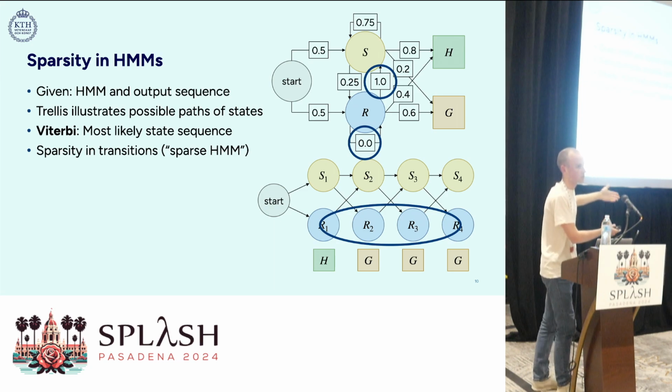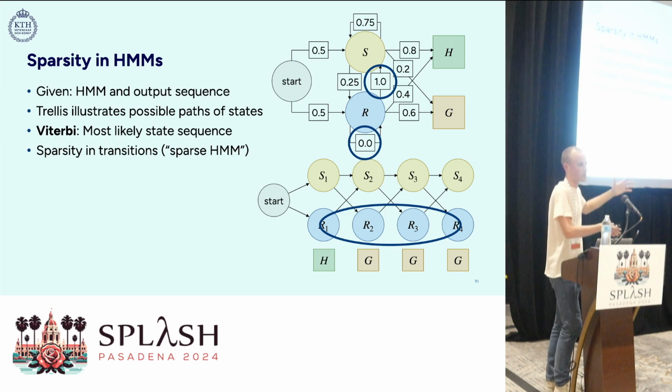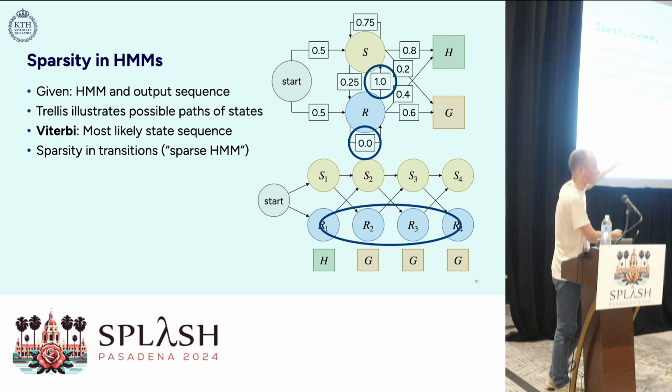In this case, we just have 2 states, so it's not that important. But imagine we had hundreds or thousands of states and lots of transitions with probability 0. In that case, we would save a lot by considering the sparsity. And that's what previous work doesn't really allow you to do.